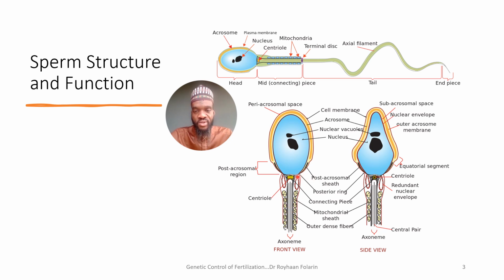And then you have the centriole around here. It's usually a cylindrical cellular structure that is composed mainly of microtubules, and it's typically organized into triplet microtubules around there.